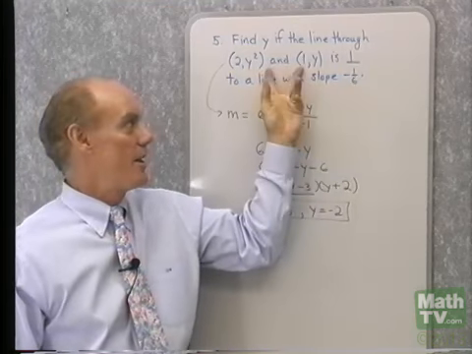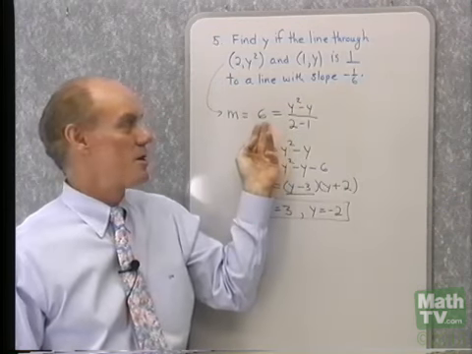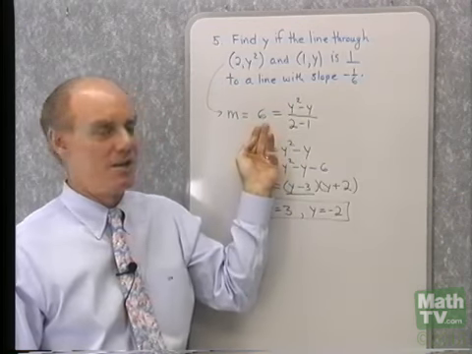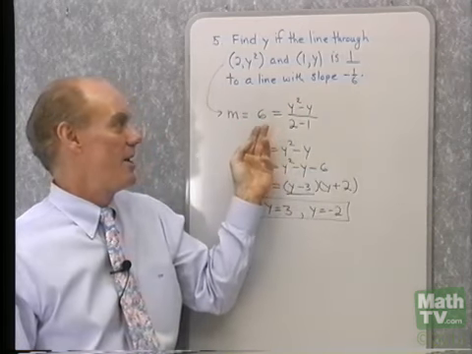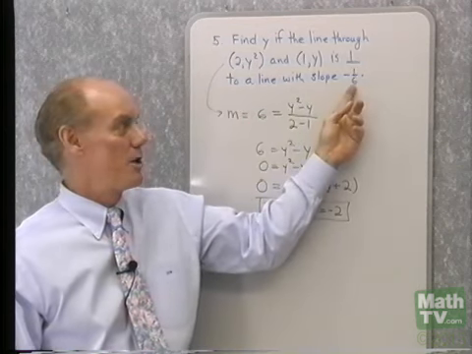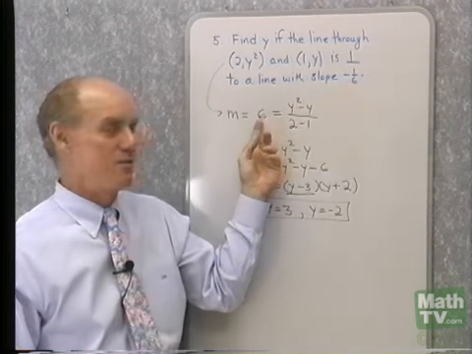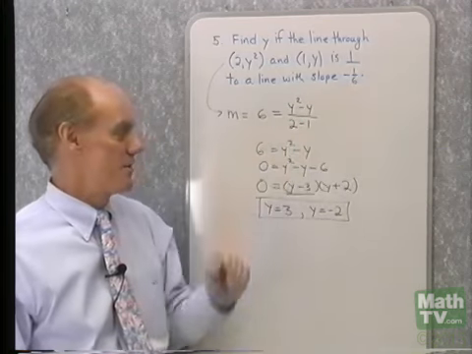So the slope of the line that I'm looking for must be 6, because for perpendicular lines, the product of their slopes comes out to be -1. So what do I multiply -1/6 by in order to get -1? The answer is +6. Or you can say the slope of any line perpendicular to this line is going to have a negative reciprocal for slope. The negative reciprocal of -1/6 is +6.